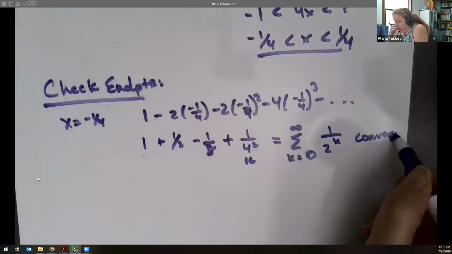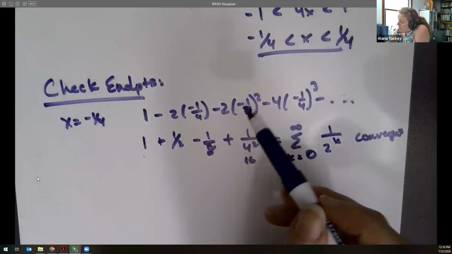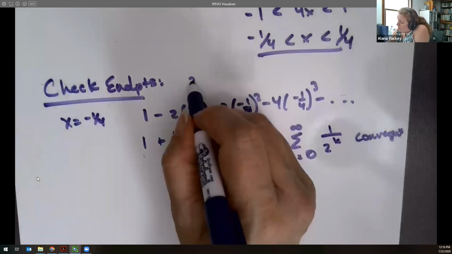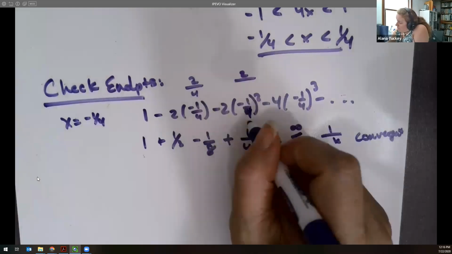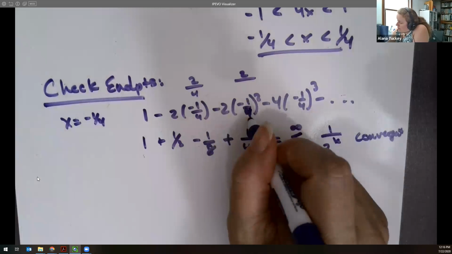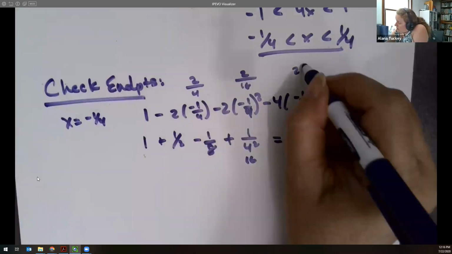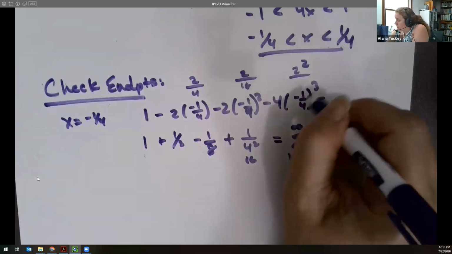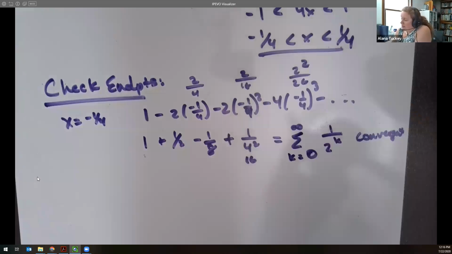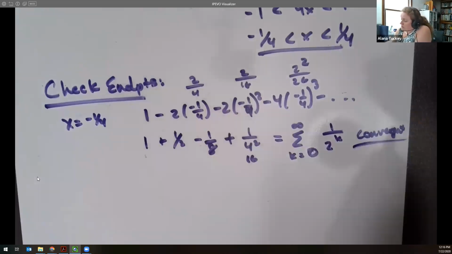It's what do you call it? Geometric. It's one of the geometric. I think I have to play with this a little bit more. I think I have to write it like this, and this one's 2 over 16, right? And then this one's 2 squared over 2 to the 3. So that's 2 to the 6, like that. And if you write it like that, you can make the pattern something to that effect. So either way, it's convergent.